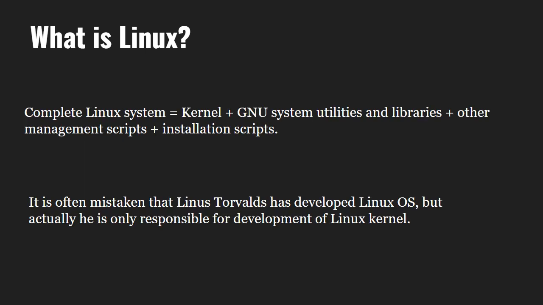When we talk about a Linux system, we mean that we are talking about the kernel plus system utilities and libraries and other management scripts and installation scripts. In other words, a Linux system consists of the kernel plus additional softwares installed. A Linux system is also known as a Linux distribution.